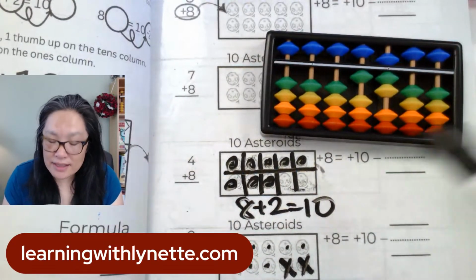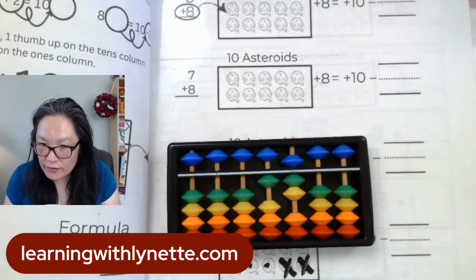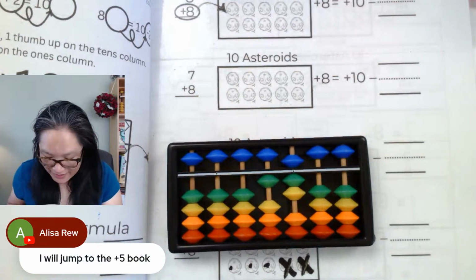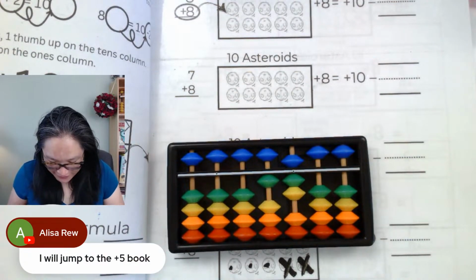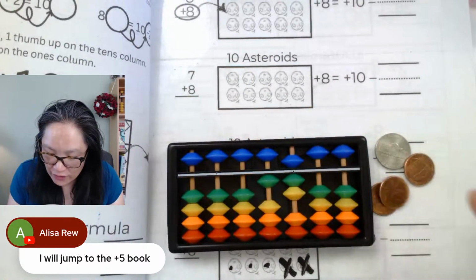How will you do minus the 10? See, I don't do minus with the money. That was the one thing I couldn't figure out. Jump to the plus 5s. But I haven't figured out how to take away.